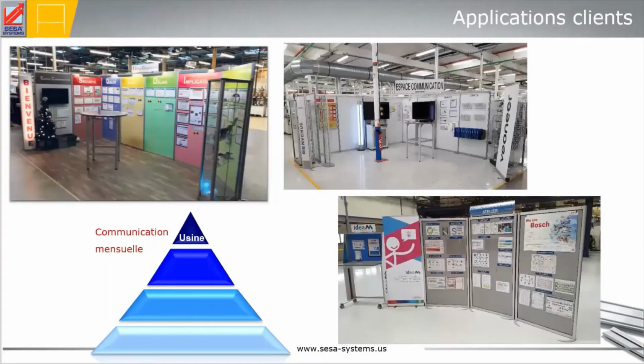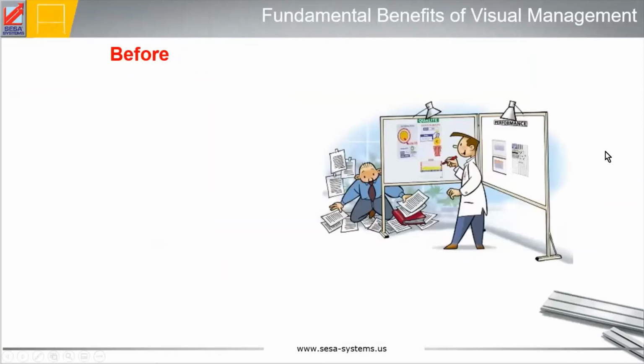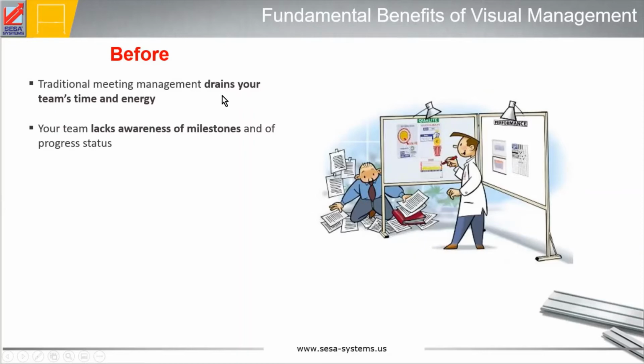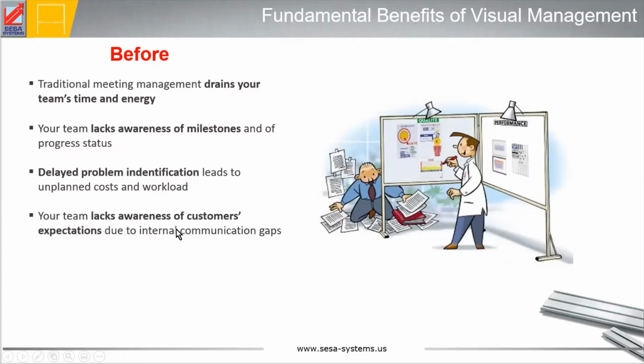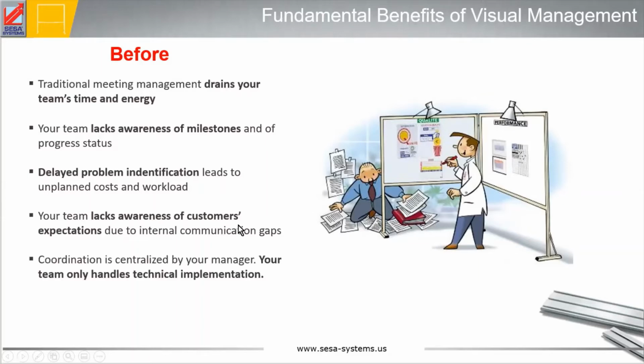And so the fundamental benefits of visual management is really transitioning from a situation where meeting management is like a drain to your team's time and energy. You don't have awareness of milestones and progress status or you're lacking. You could have delayed problem identification. There's no clear awareness of customers' expectations, and it's difficult to coordinate among the team members. It's really more like a centralized process. So if the manager is not there, you kind of lose the traction.